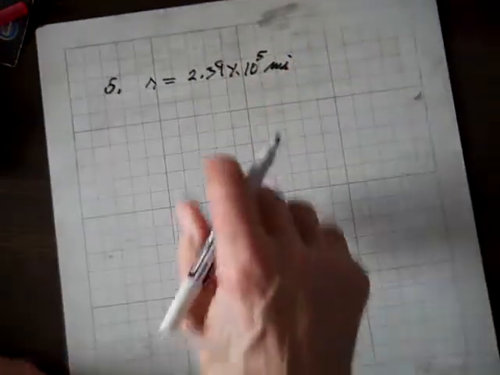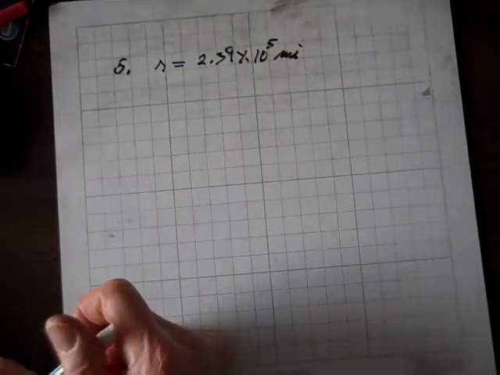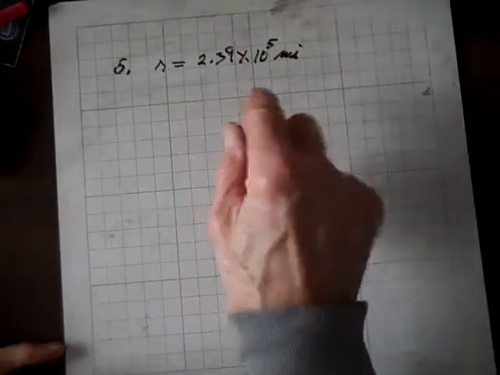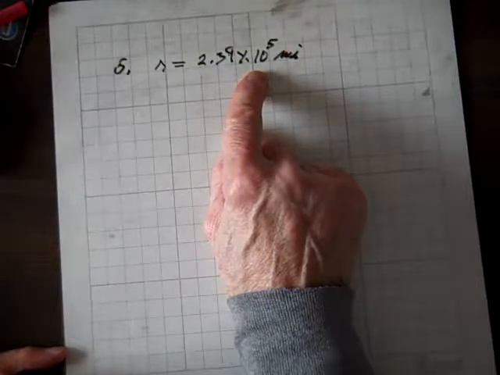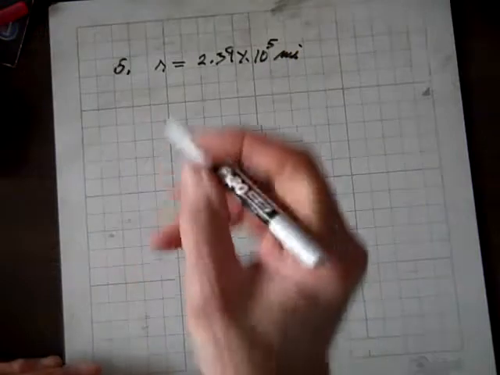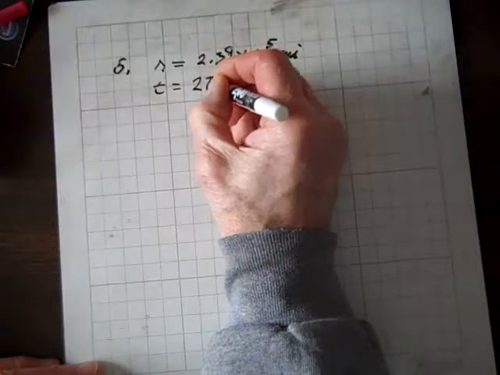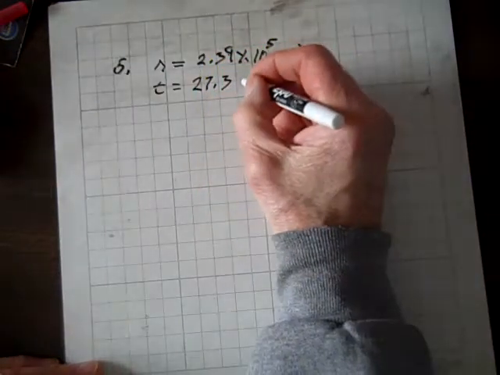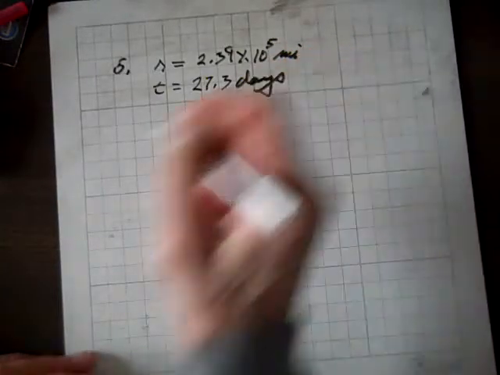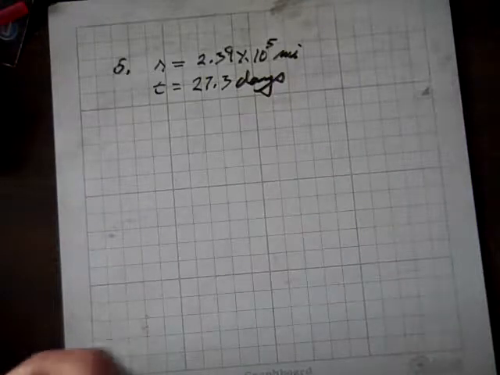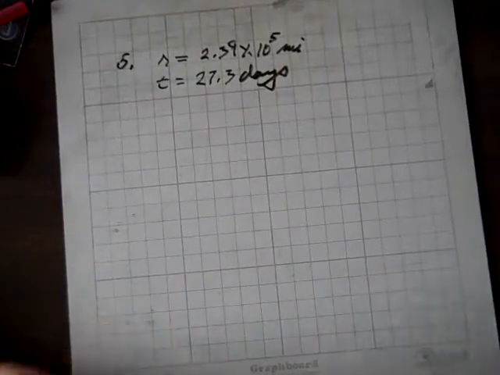Okay? And assuming that the orbit of the moon about the Earth is circular, so this is the radius, and that one revolution takes 27.3 days, so T equals 27.3 days for the moon to revolve about the Earth. Find the linear speed of the moon.